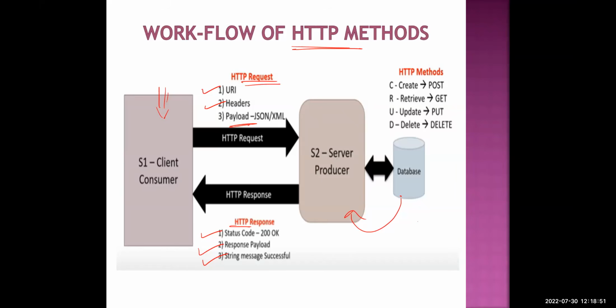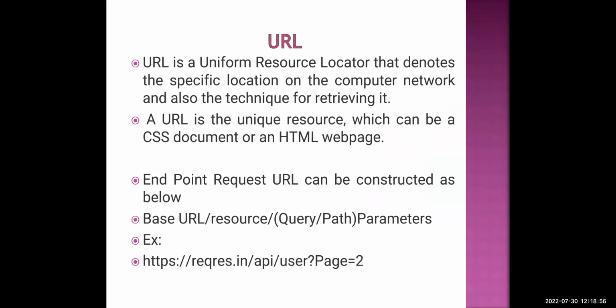So guys, I have added a few more points. You don't need to search anywhere, directly follow the PPT. So what is URL? URL is uniform resource locator. That denotes a specific location on a computer network, and also a technique for retrieving it. Correct? A URL is a unique resource which can be a CSS document or an HTML web page. So an endpoint request, that means the URL, can be in this form: you have a base URL, then some resource. It may include query or path parameters.